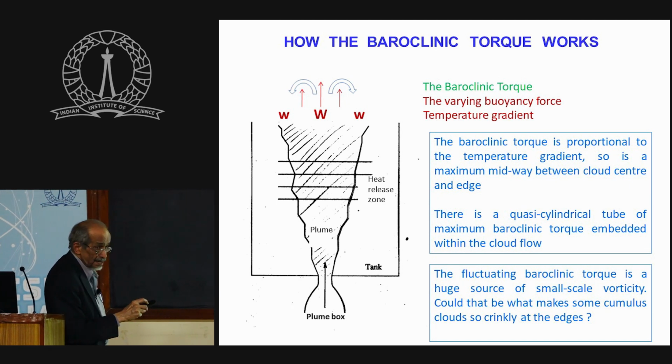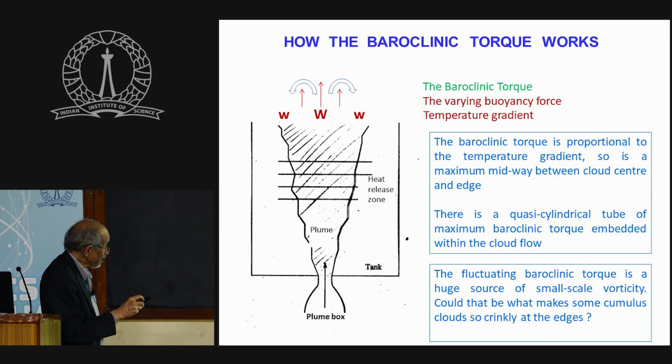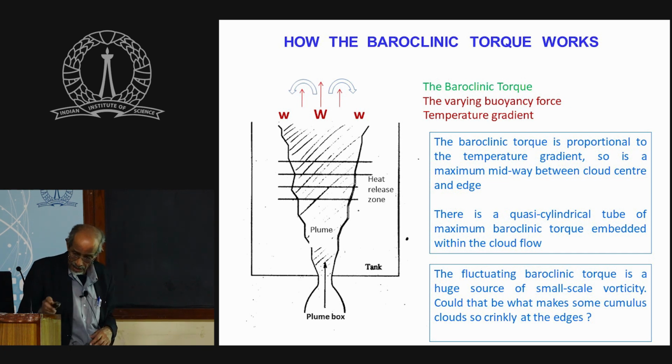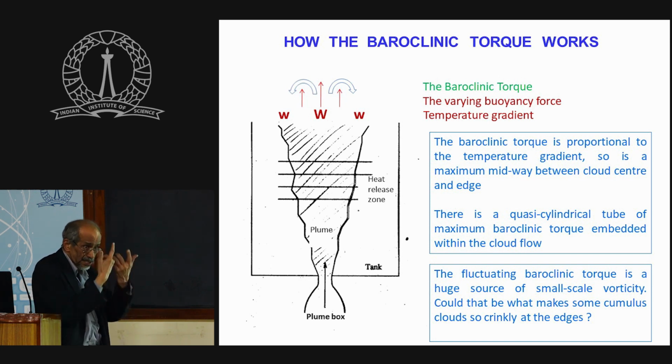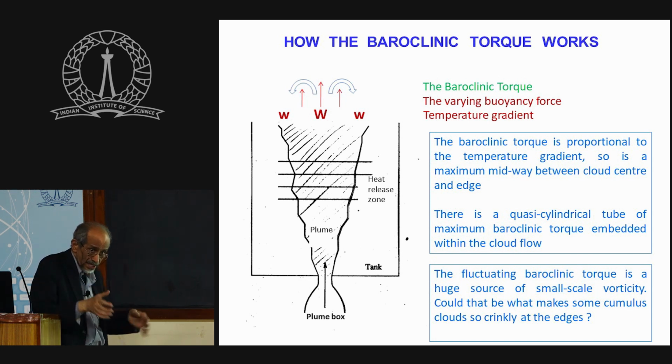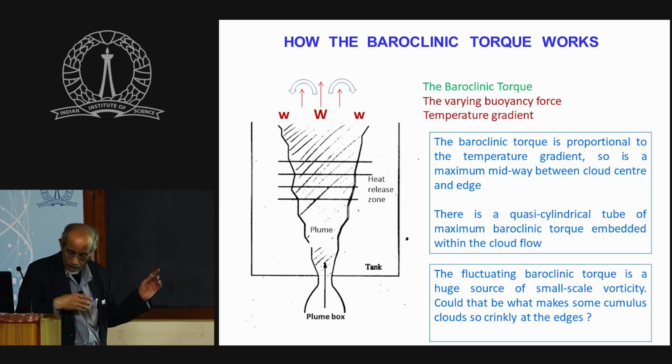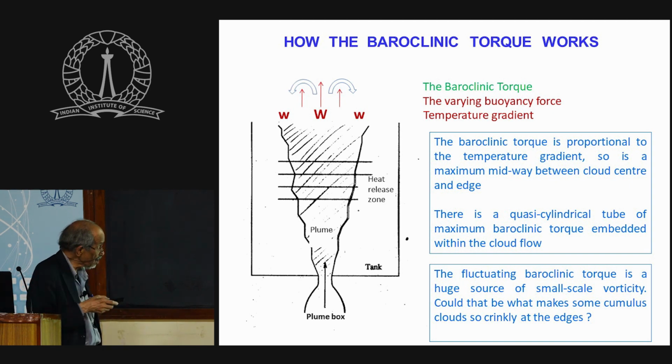You see, the temperature tends to be highest inside and less so on either side. So the buoyancy force is larger in the middle than on the sides. And that itself makes a little torque. In fact, that's a torque which goes like this. If this is the center of the force, the torque is doing this. Okay? And that's why you get all that entrainment. And that's also why you get all that vorticity.